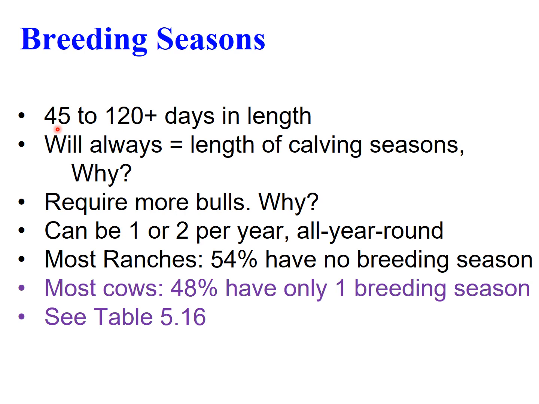Okay? And table 5.16 showed that most ranches do not have a breeding season, so this is different. This is looking at all the ranches. That means more than half do not have a breeding season, which is kind of sad. But if we look at the cows in the United States, almost half are bred during one breeding season. So that's good. So almost half the cows are bred in one breeding season, if we look at just the cows. But if we look at the individual ranches, and remember there are a lot of little ranches, 54% of the ranches have no breeding season. And that's what we're showing in table 5.